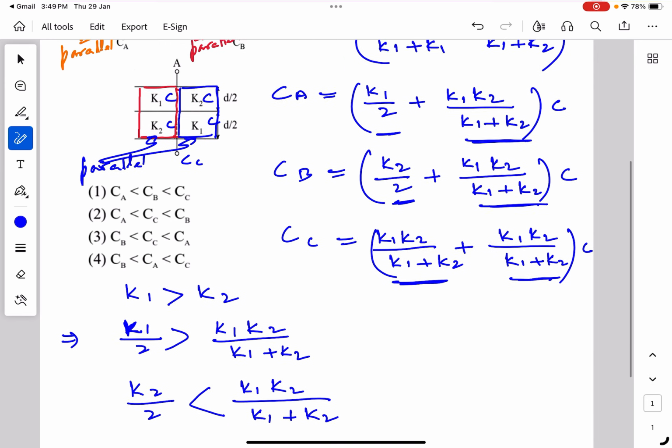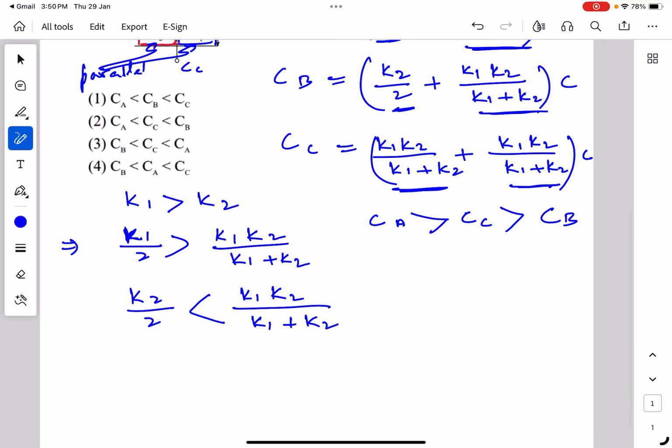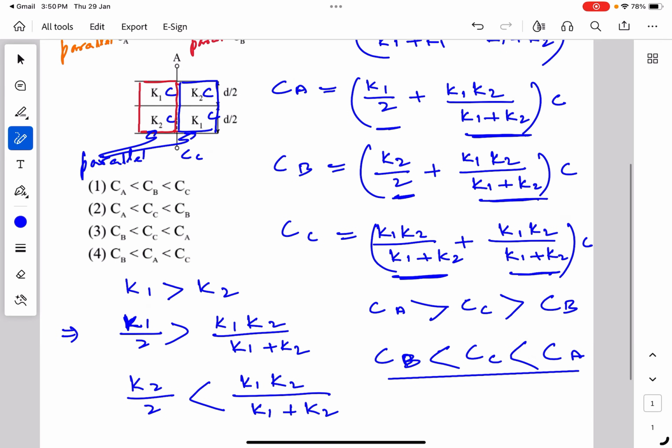So therefore the capacitance of A is the largest one, and then the capacitance of C, and the capacitance of B is the lowest one. This can be written in increasing order as the capacitance of B is less than the capacitance of C, and this is less than the capacitance of A. Therefore option 3 is correct.